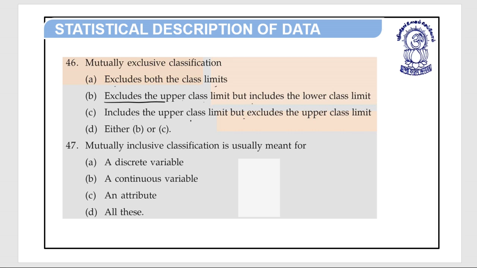So it excludes the upper class limit but includes the lower class limit. So option B is the right answer. Question number 47. Mutually inclusive classification is usually meant for a discrete variable, continuous variable, attribute, all of these. So question number 47: mutually inclusive classification is usually meant for a discrete variable.